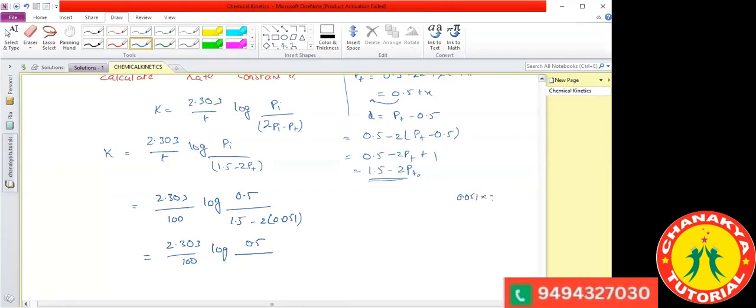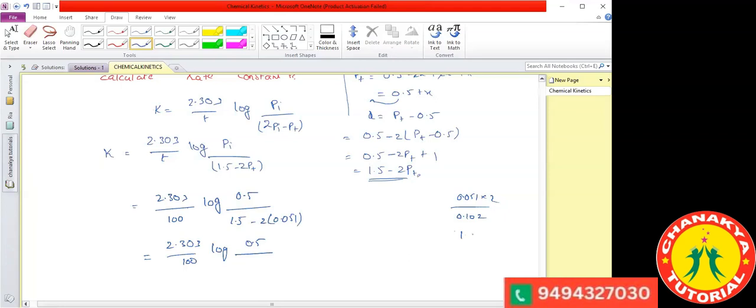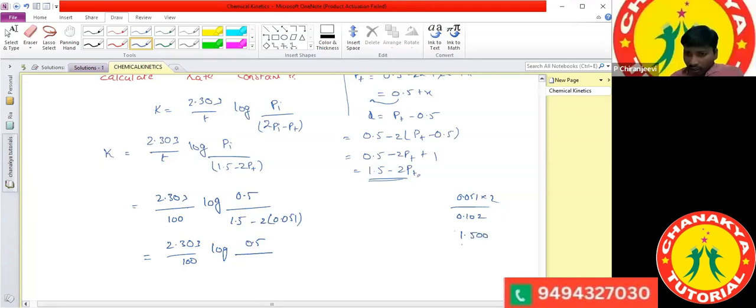1.024. Into 2: 2 ones are 2 here, 2 fives are 10, and 0.102. We got the value 0.102. Is it correct? Okay. And if we subtract it from 1.5, 1.500 minus 0.102 gives 1.308. Actually, they had given 0.4761.